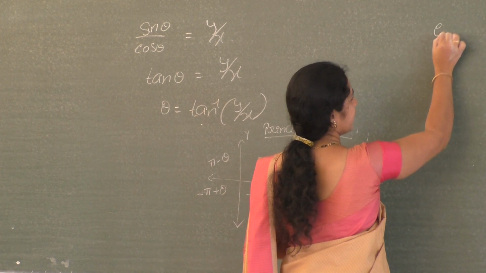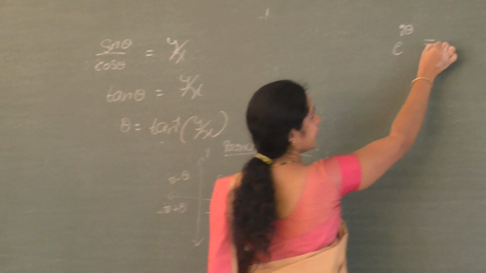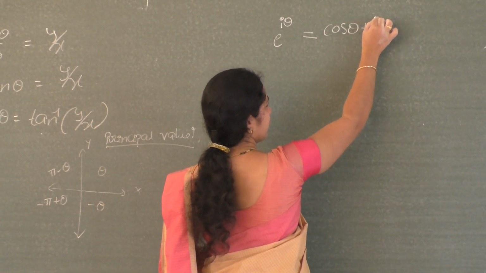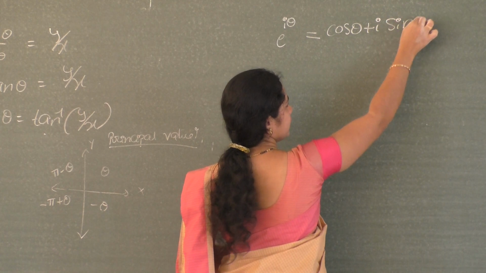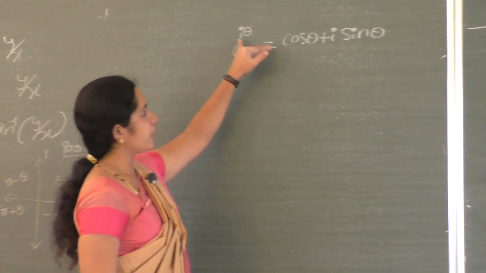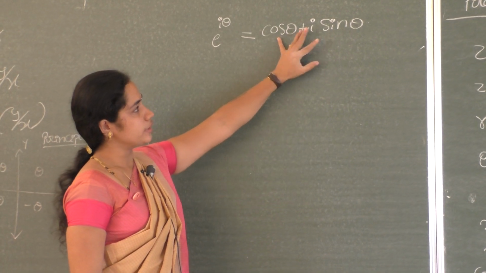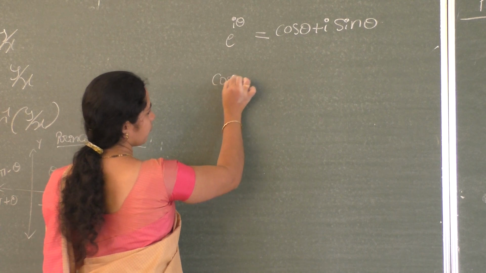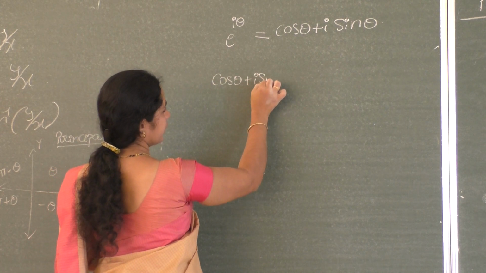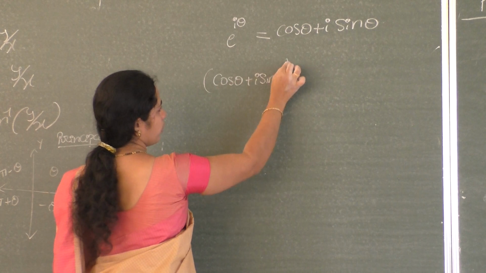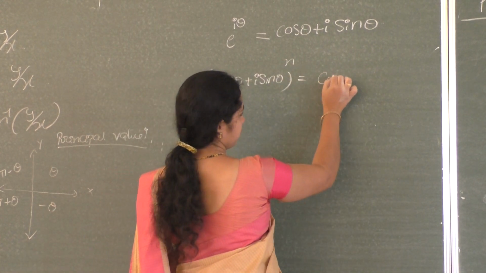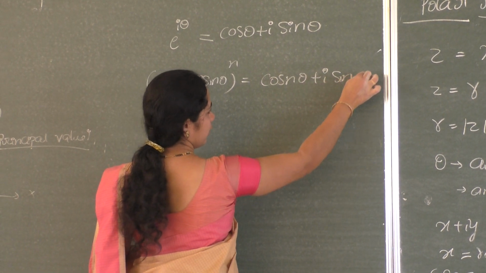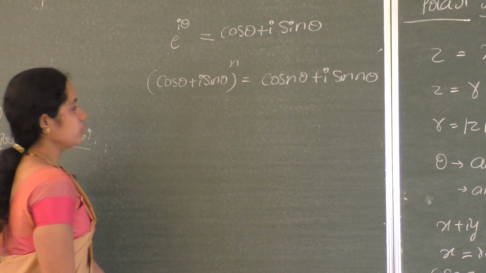One more is Euler's theorem. e to the power i theta is equal to cos theta plus i sin theta. Here, (cos theta plus i sin theta) to the power n can be written as cos n theta plus i sin n theta. Okay.